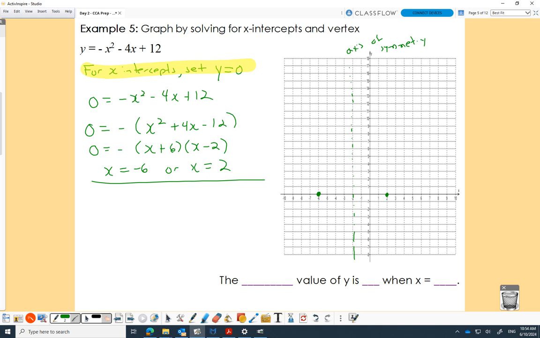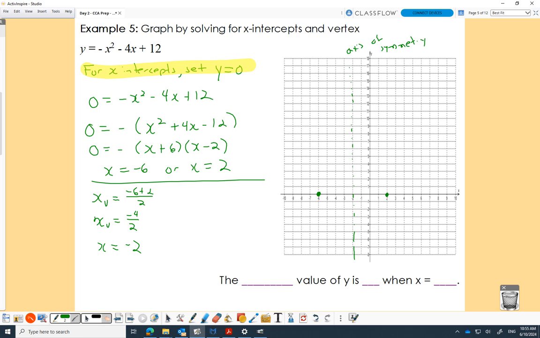Because I had to count in between. I wasn't quite sure. What do I do here to find the x value of the vertex? Yeah, you're just finding the average of those two. Negative 6 plus 2 over 2. And so the x value of this vertex is negative 4 over 2. So the x value of the vertex is negative 2.